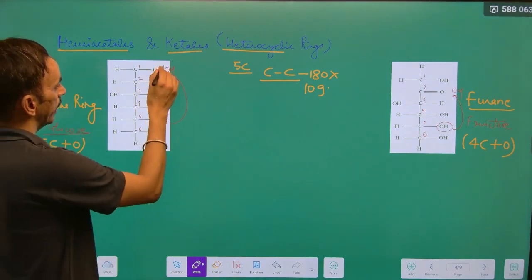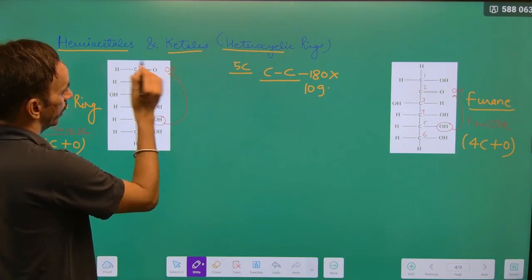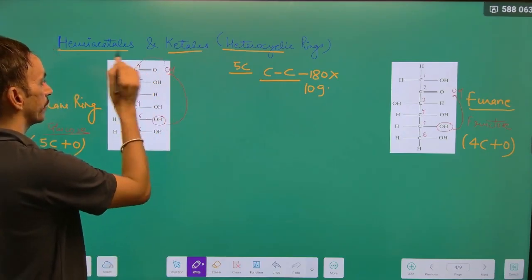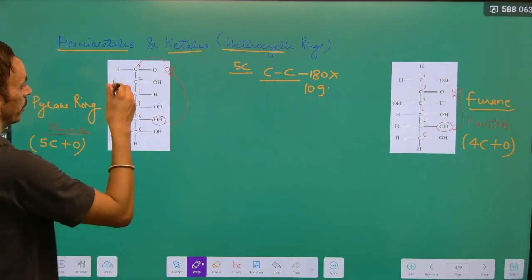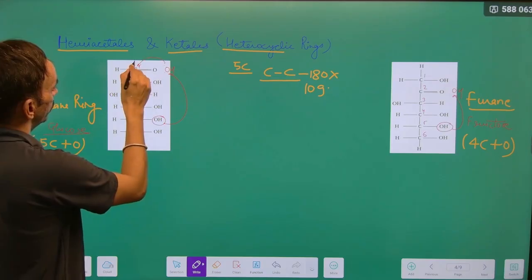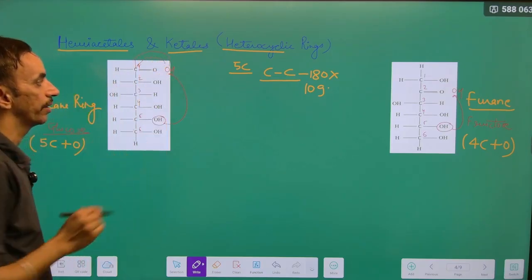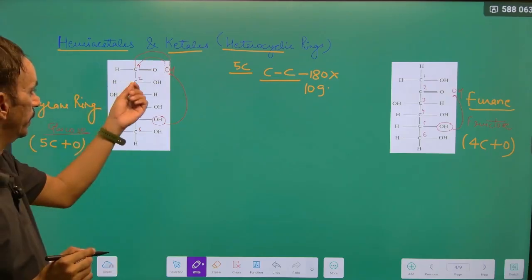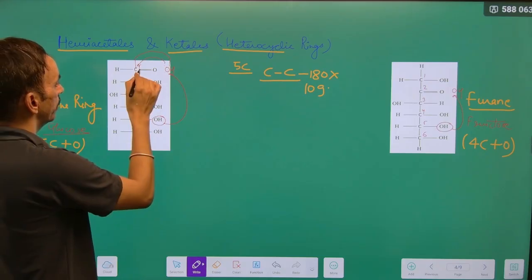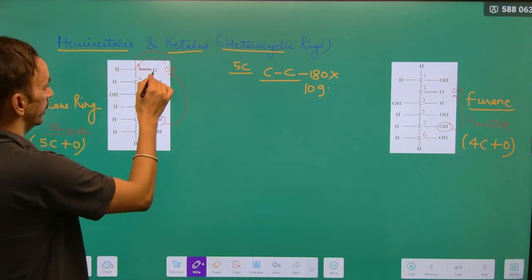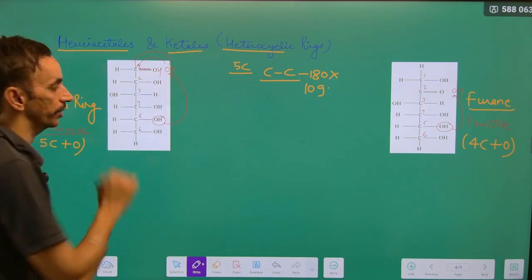This will act as an electrophile and attack this carbon. There is a formation of a new bond between the oxygen and carbon, and this double bond will convert into a single bond, and there is a presence of hydrogen over here.